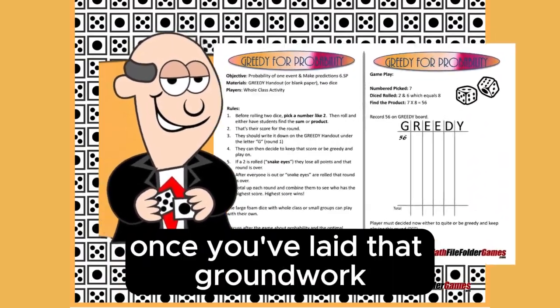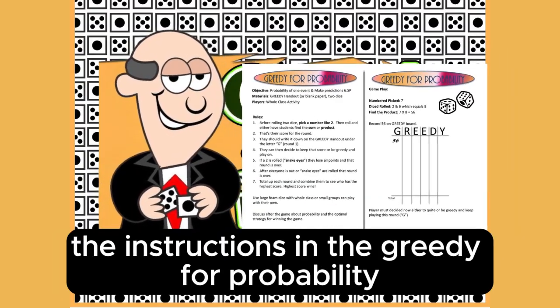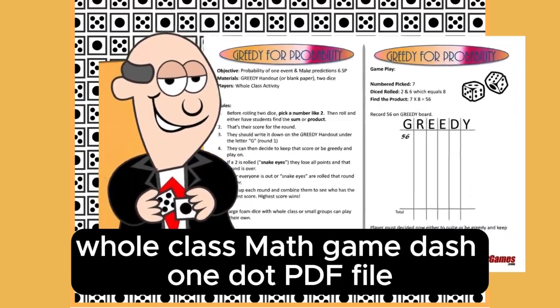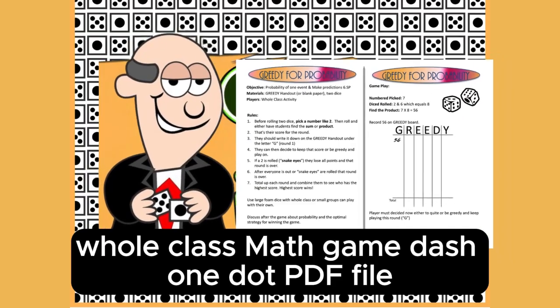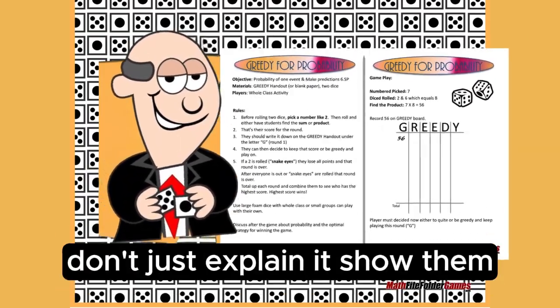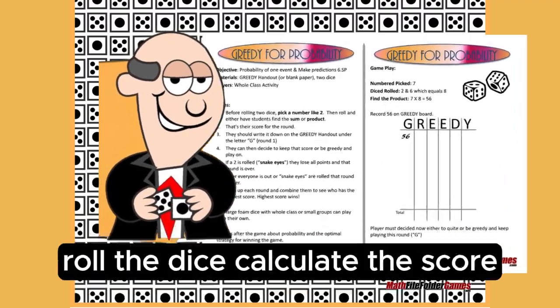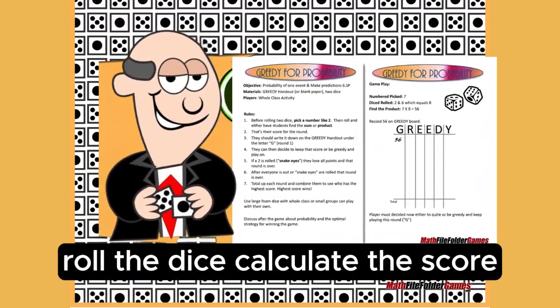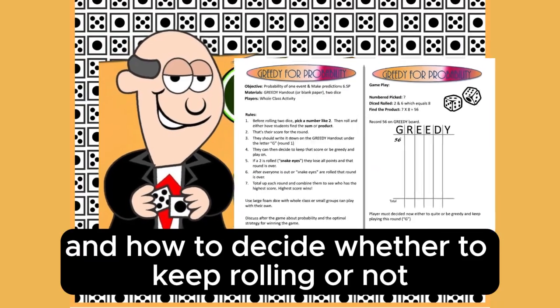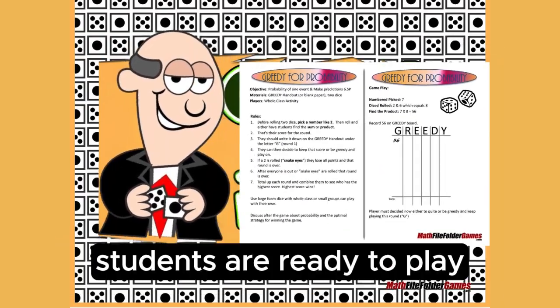Okay, once you've laid that groundwork, it's time to introduce greedy for probability. The instructions in the Greedy for Probability Whole Class Math Game-1.pdf file emphasize modeling the game. Absolutely. Don't just explain it, show them. Walk through a sample round, show how to choose a target number, roll the dice, calculate the score. And how to decide whether to keep rolling or not. That's a big one. All right, so the game is set up, rules are clear, students are ready to play.